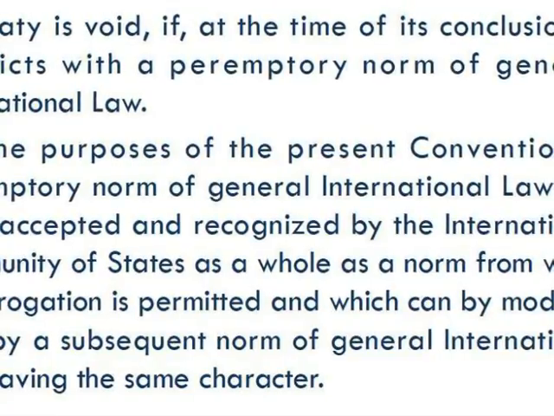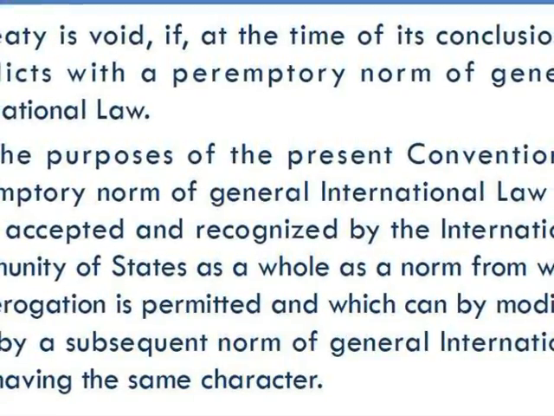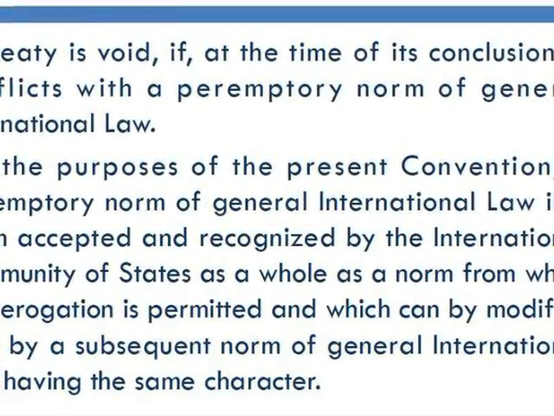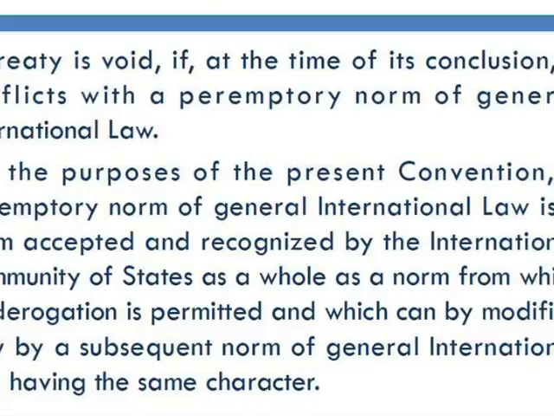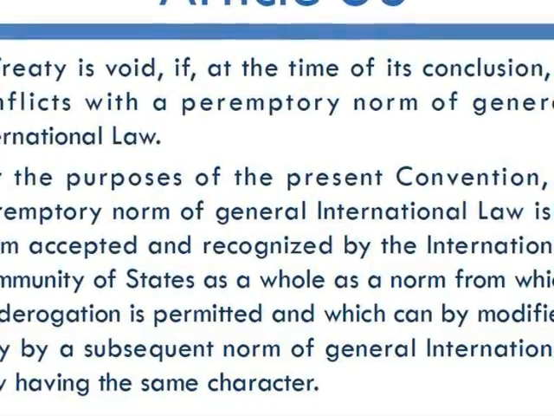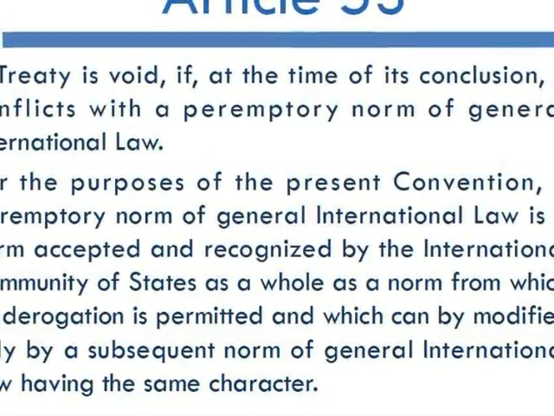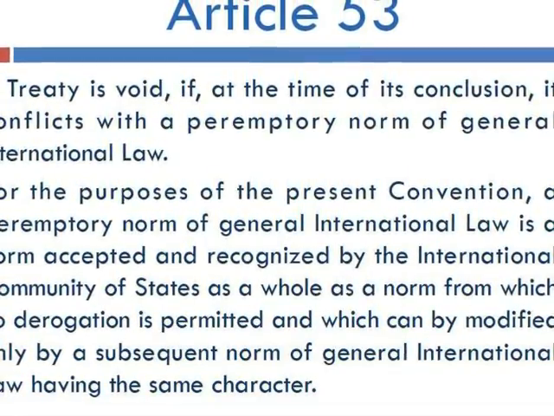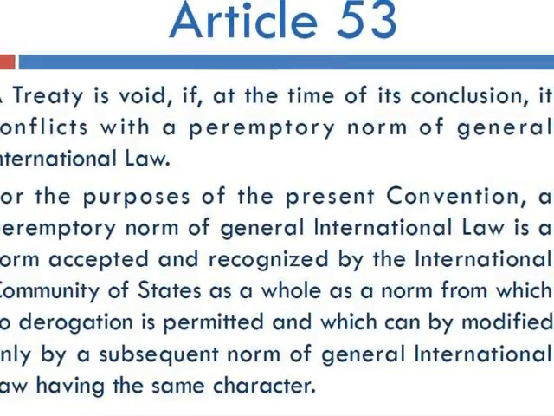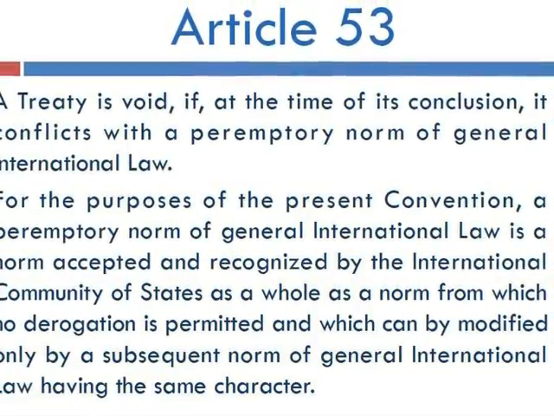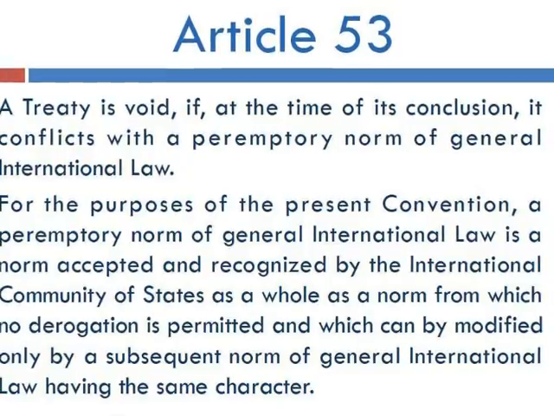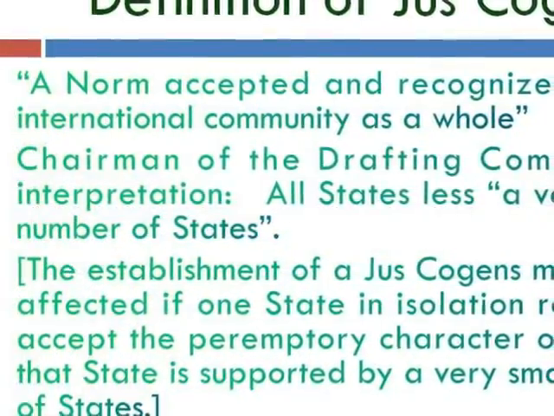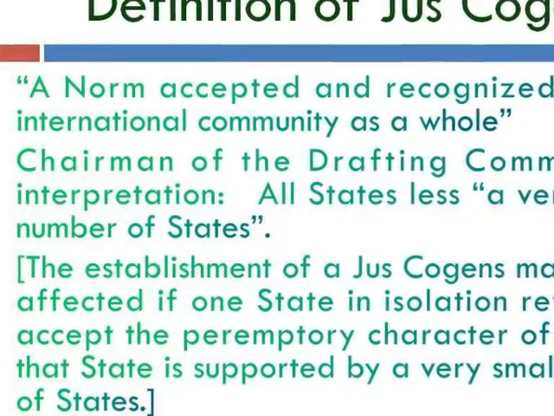Article 53. A treaty is void if, at the time of its conclusion, it conflicts with a peremptory norm of general international law. For the purposes of the present Convention, a peremptory norm of general international law is a norm accepted and recognized by the international community of states as a whole, as a norm from which no derogation is permitted and which can be modified only by a subsequent norm of general international law having the same character.